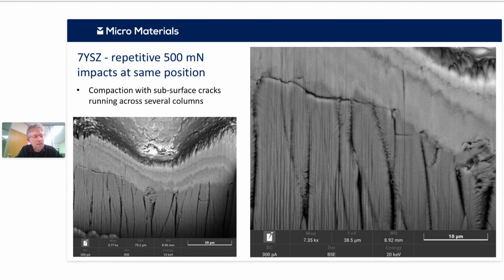And then under that, you can see these cracks going across several columns. And in the blow up on the right, you can see it more clearly. And that's the dominant removal mechanism in erosion of these systems. So the cracks go across several columns, and then it causes the removal of a large amount of material.